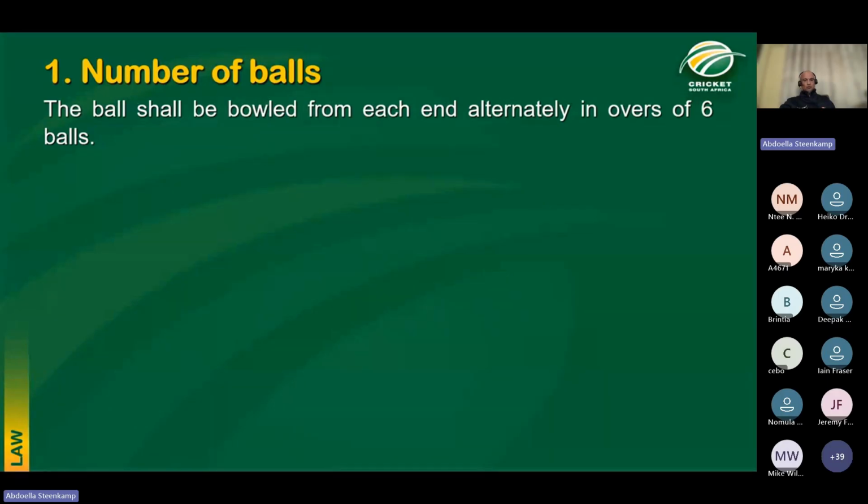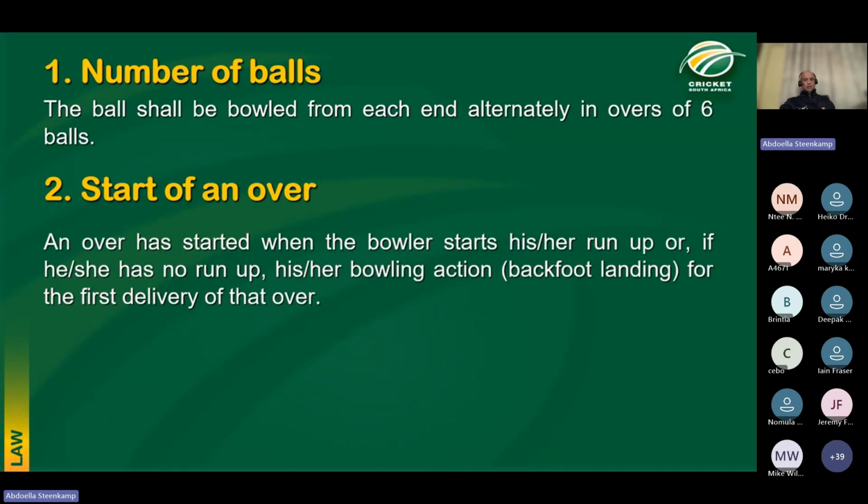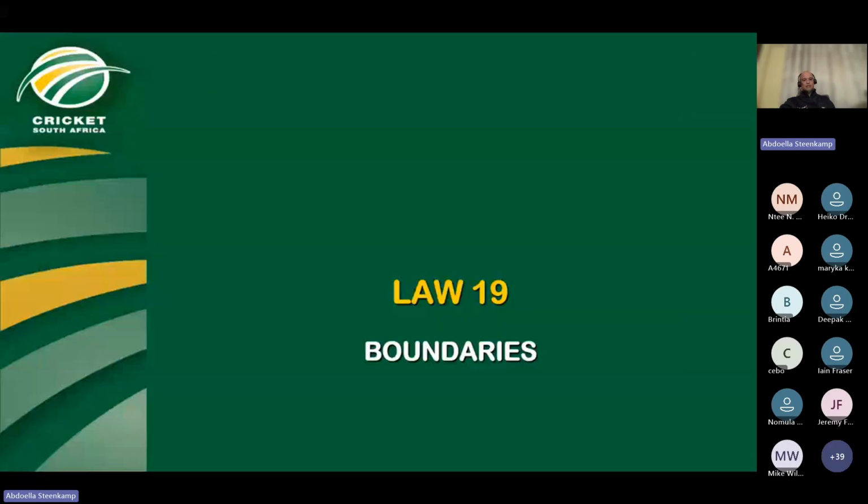Next, number of balls. Current law allows for 6 balls per over. When do the overs start? The overs start as soon as the bowler gives his or her first step. That's when the over starts. That's when the ball becomes alive. If the bowler doesn't have a run-up, as soon as the back foot lands for that first delivery, that is when the over starts.